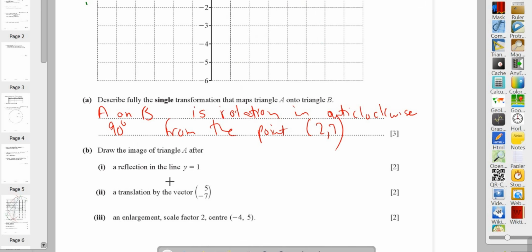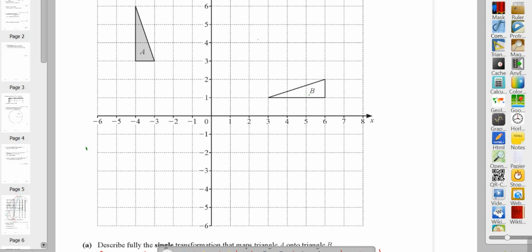The next part says a reflection. Draw the image of triangle A after reflection in the line y equals 1. So look, you will make a line at y equals 1 like this. They're asking you for a reflection. From this line, how many spaces is this point? 1, 2. So I will go down 1, 2. Again this point 1, 2, I will go down 1, 2. Again this point 1, 2, 3, 4, 5. So now you have the reflection of triangle A.